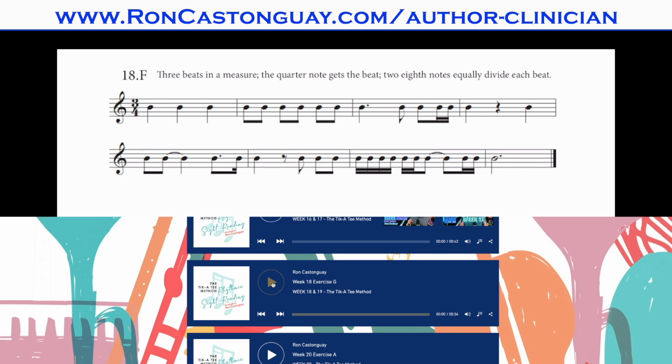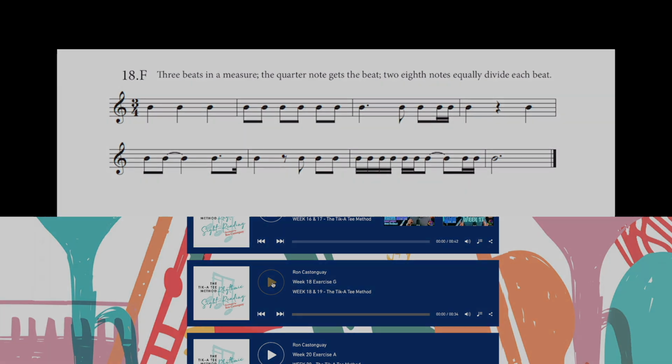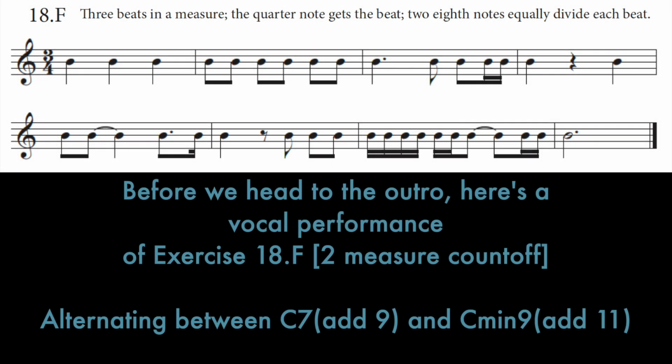And there you have it, my friends. There is exercise 18F. So if you played along on your instrument, awesome. You're ready for the next rhythmic exercise or concept. If you have not played exercise 18F on your instrument, especially if your instrument is not primarily the voice, now is the time to do that.